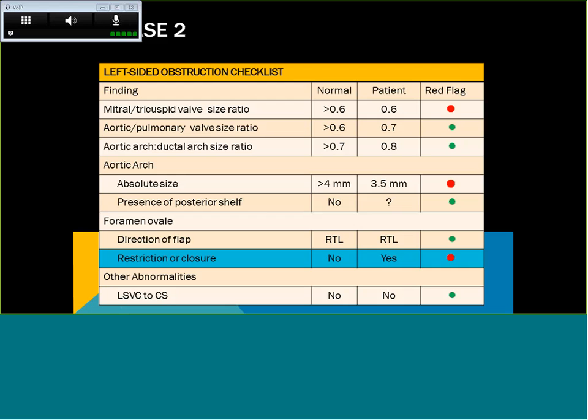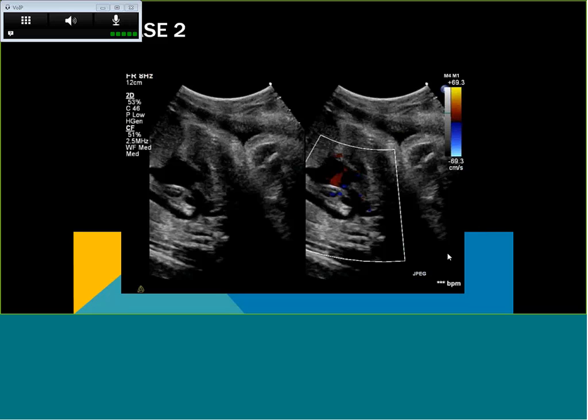So what is going on here? Well, if we go back and look a little bit, it looks as though the foramen ovale is actually somewhat restrictive in this patient. So I do want to go back for just 1 second, if that's okay. I thought I had that included here.